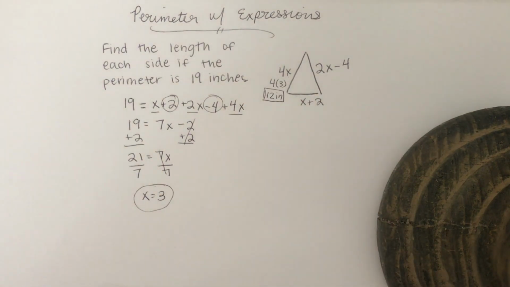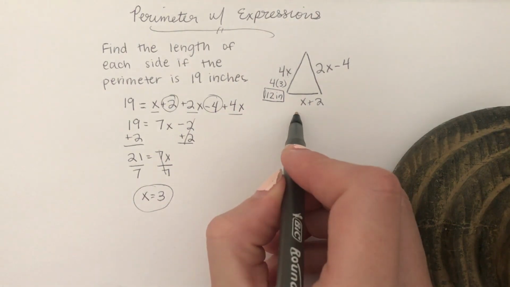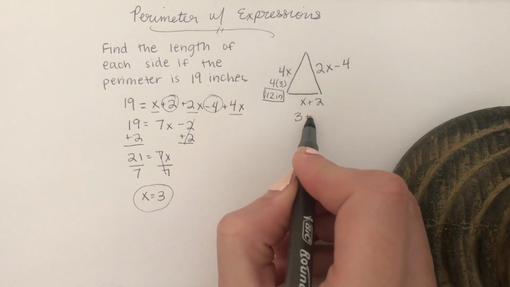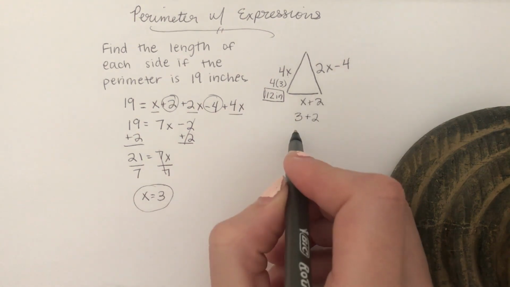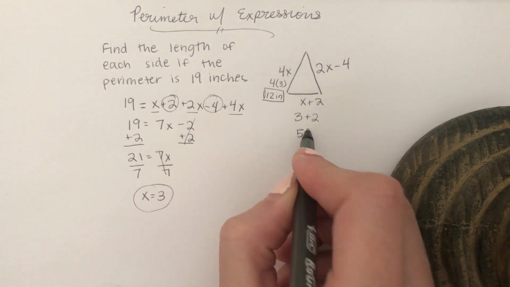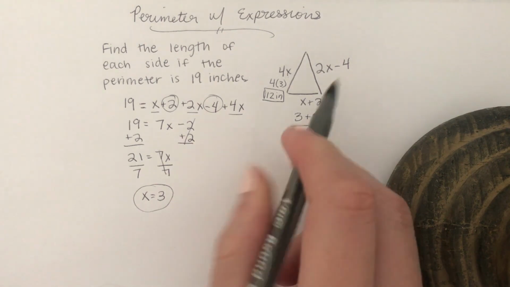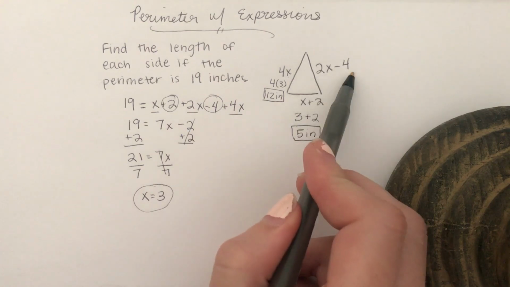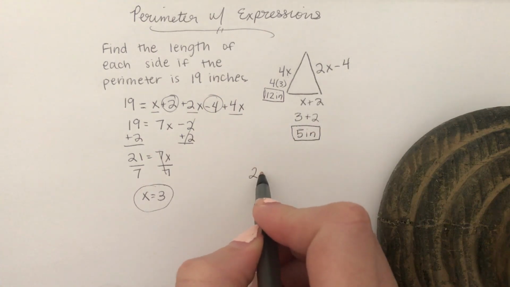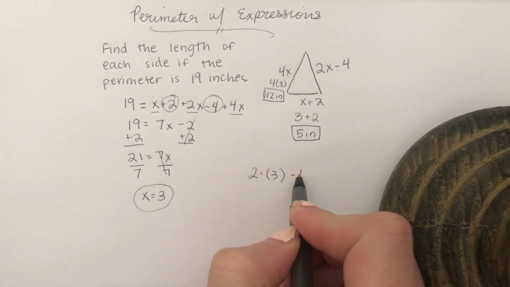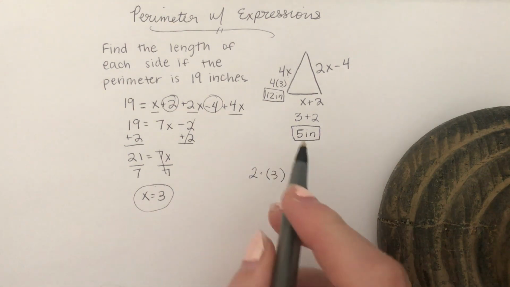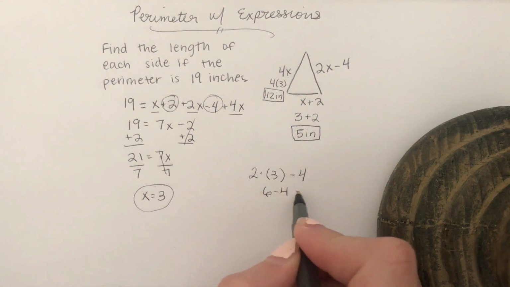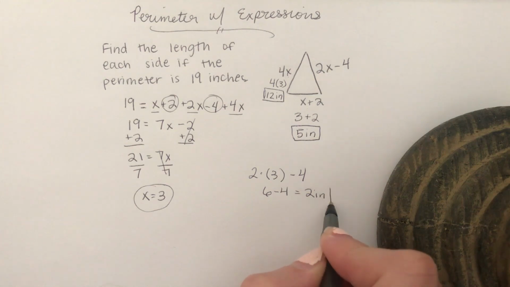This bottom side here, the original expression there is x plus 2. Again, now that we know that x is 3, we can do 3 plus 2. We can substitute that 3 in. So this side down here is going to be 5 inches long. And then this side over here, I'm going to do it down here, I'm running out of room. 2x minus 4, so again, that's 2 times x. So now that we know x is 3, we can plug that straight in. 2 times 3 is 6, minus 4 is 2 inches.